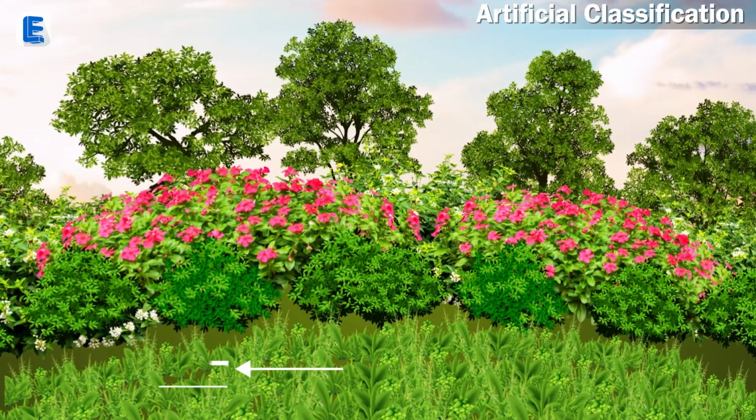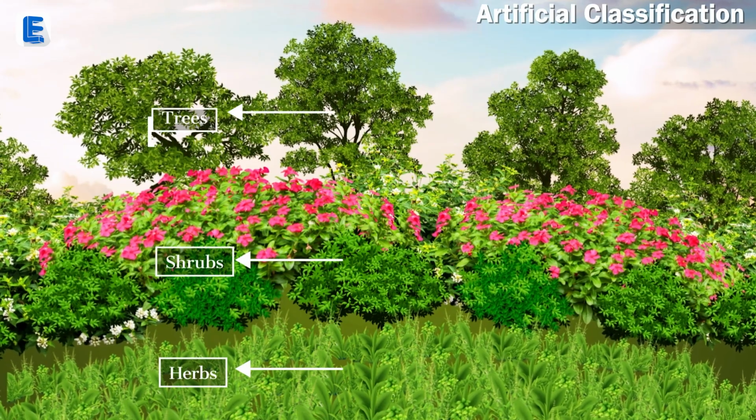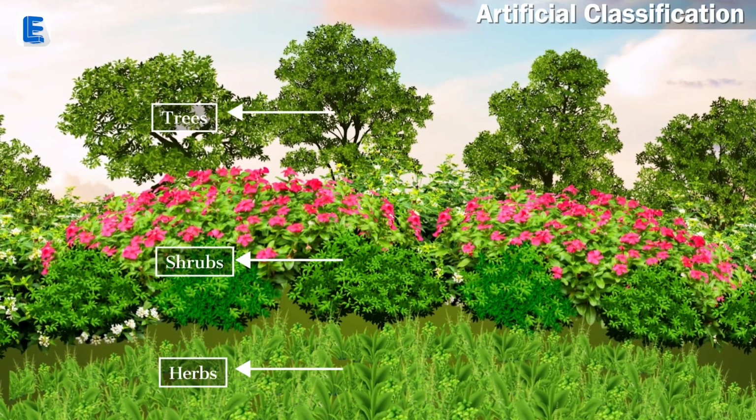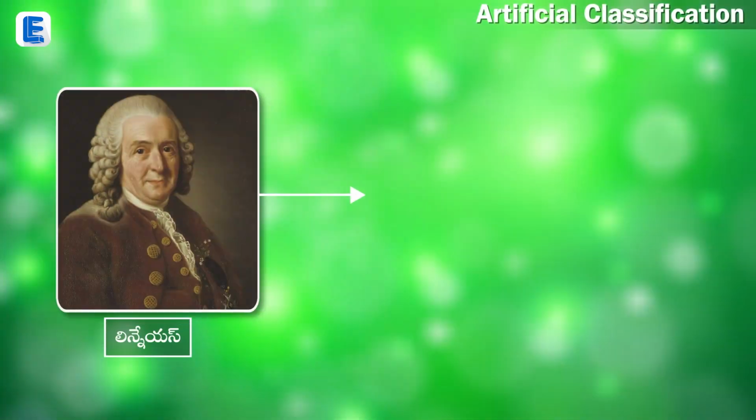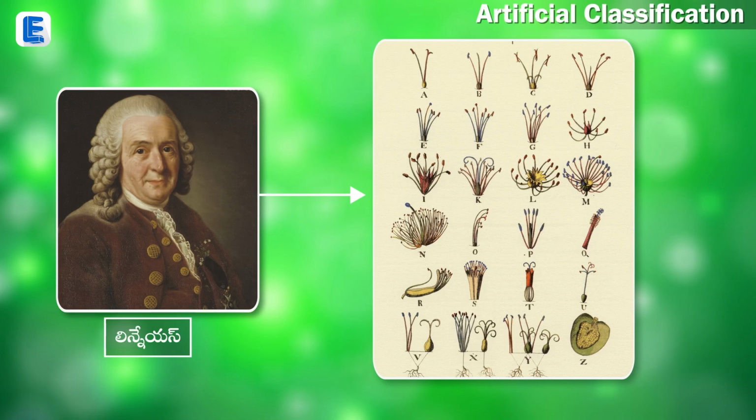Examples. 1. Classifying plants as herbs, shrubs, and trees. 2. The sexual system of classification proposed by Linnaeus.